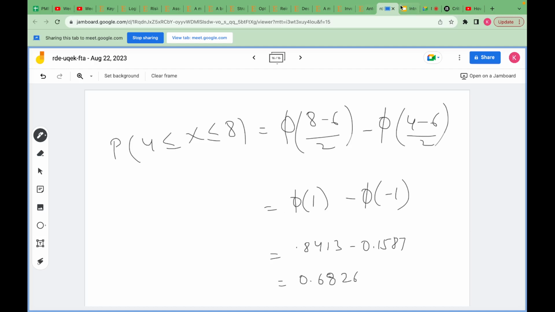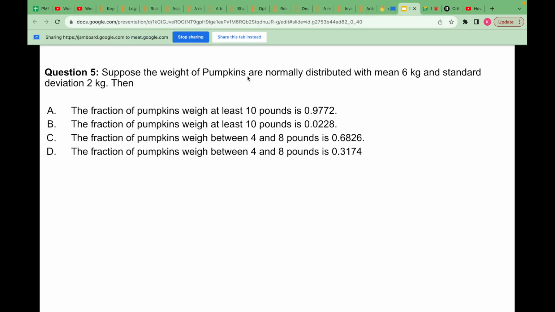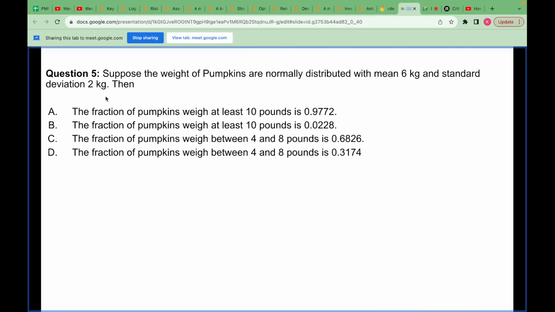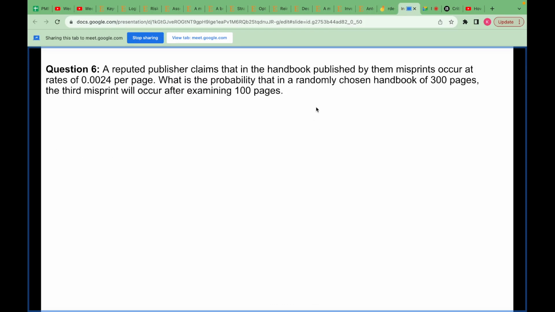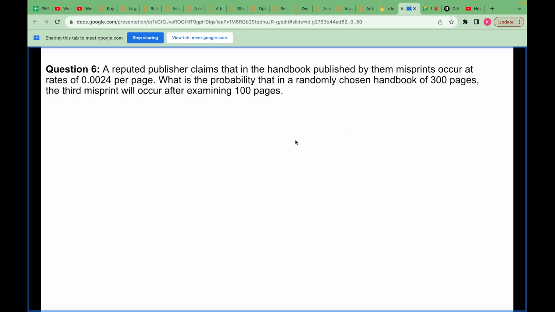So we see that the fraction of pumpkins that weigh at least 10 pounds is 0.0228, and the fraction that weigh between 4 and 8 pounds is 0.6826. So options B and C are correct. Moving to the next question.